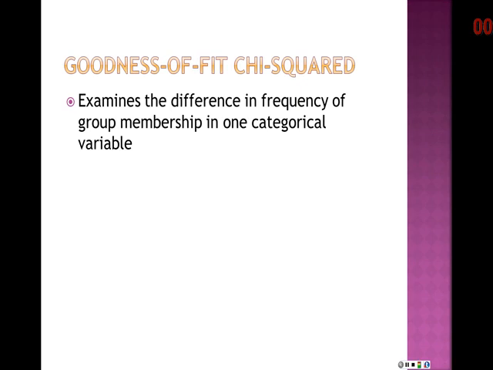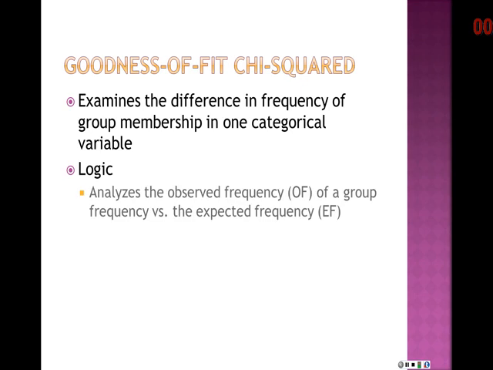So let's review real quick what the goodness of fit chi-squared is. It examines the difference in frequency of group membership for one categorical variable. And the logic here is that it analyzes the observed frequency of a group versus the expected frequency of groups.